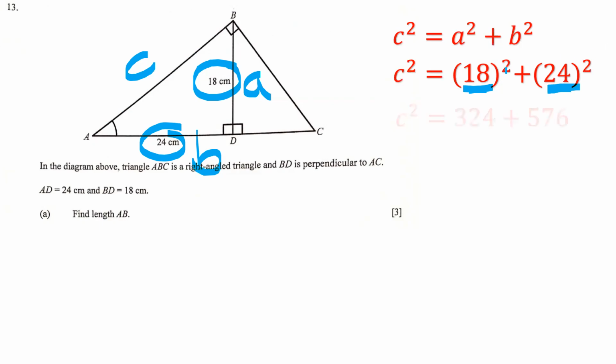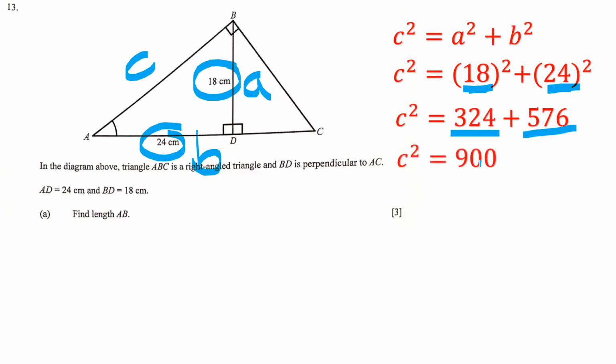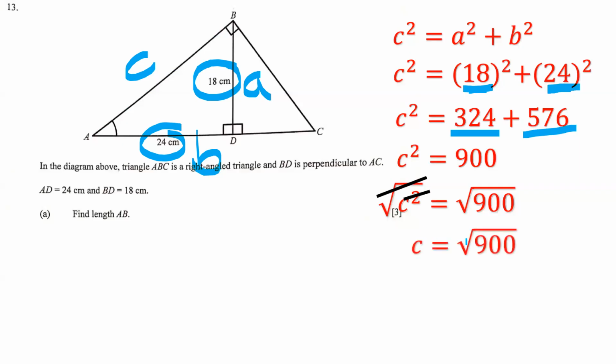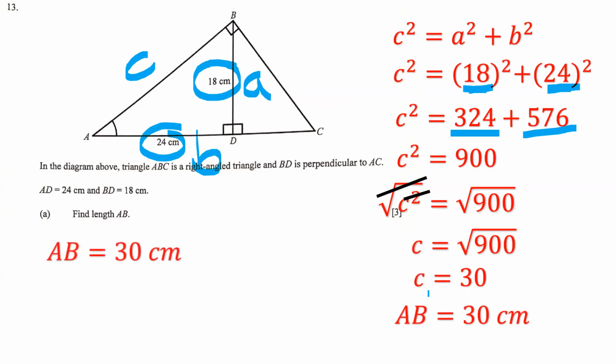What is 18 squared? Well, 18 squared is going to be 324. What is 24 squared? 24 squared is going to be 576. And we're going to add them together. So we get 900. Now we have to figure out what is c squared, so we take the square root of both sides to get rid of this square. The square root and the square cancel each other, so we're left with c equal to the square root of 900. What is the square root of 900? That's definitely 30. So c is equal to 30, which means that AB equals 30 centimeters.